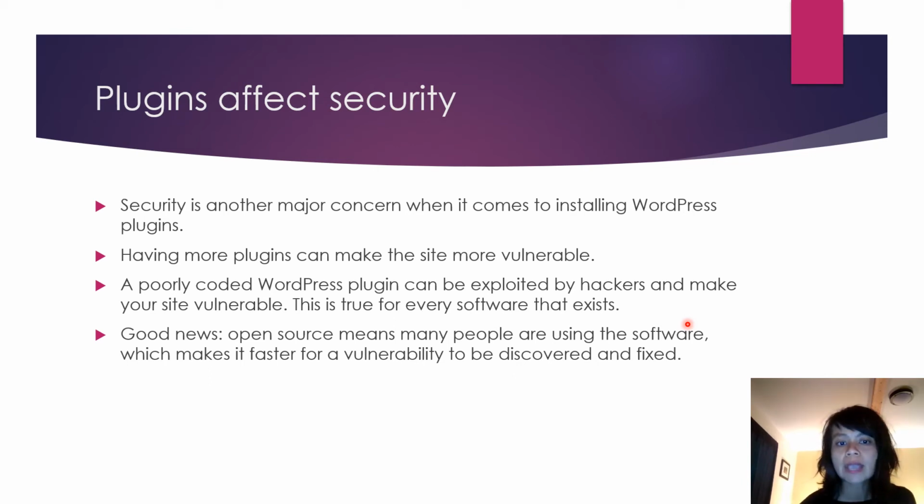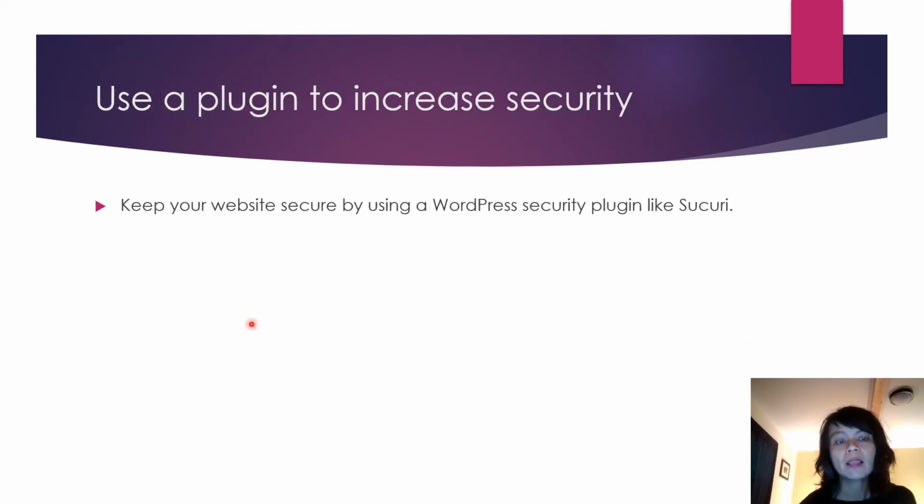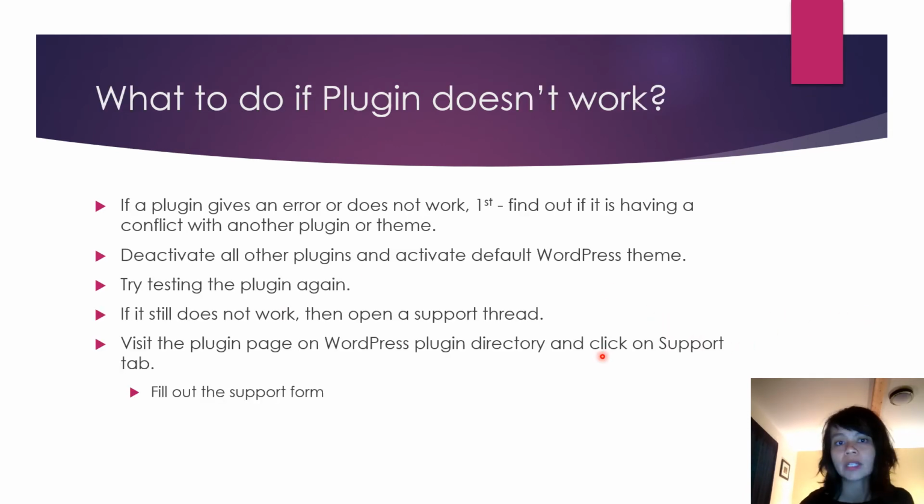So the good news is that open source means many people are using the software, which makes it faster for a vulnerability to be discovered and fixed. So if something's wrong, it will be out there. People will realize right away. People will be talking to each other. It will be found out and fixed. So again, you can use a plugin to increase security. Keep your website secure by using a WordPress security plugin like Security. Okay, that's one of the many, many plugins out there that can improve security.